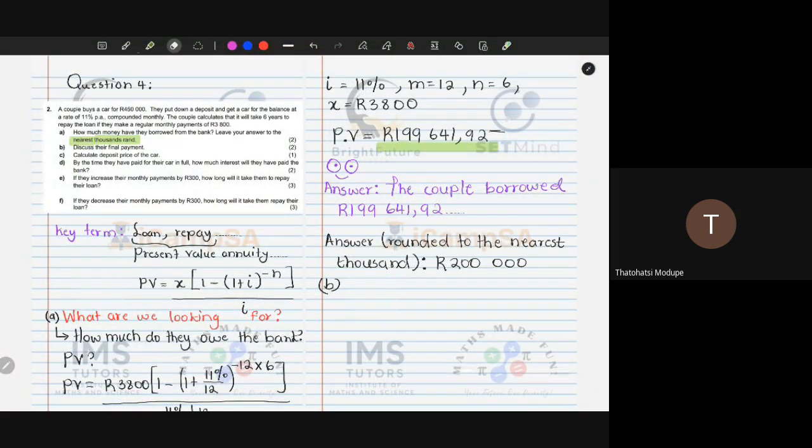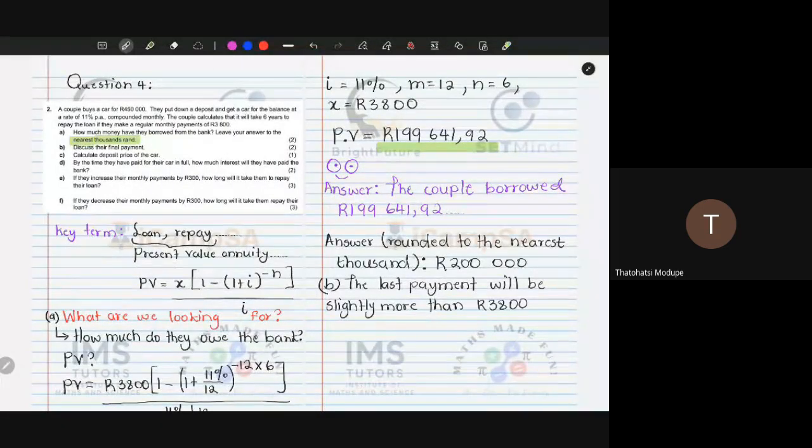Does it make sense, guys? That is just the comment that you leave. Do you understand? So here we could say the last payment will be slightly more than what we have here. So it will be slightly more than this amount here, 3,800. Does it make sense why that is, guys?